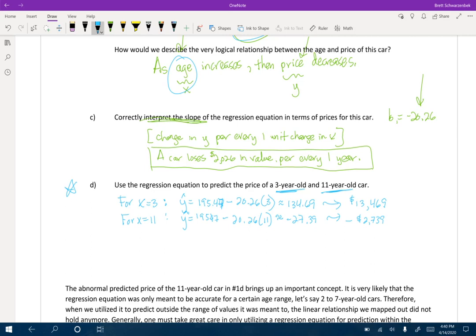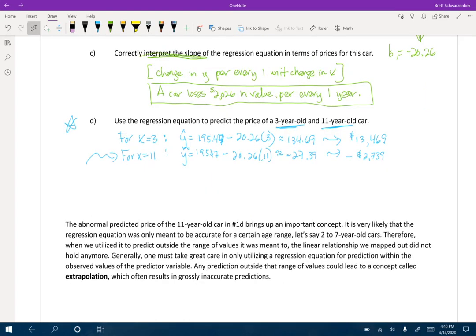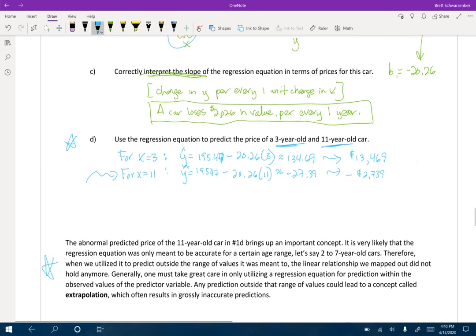Okay, so this is going to be relevant in what we talk about next. There is clearly something going wrong here, because you can't have a negative price of a car. Okay, so furthermore, it says, I'm going to read: the abnormal predicted price of the 11-year-old car in D brings up an important concept. It is very likely that the regression equation was only meant to be accurate for certain age ranges, let's say from 2 to 7-year-old cars.